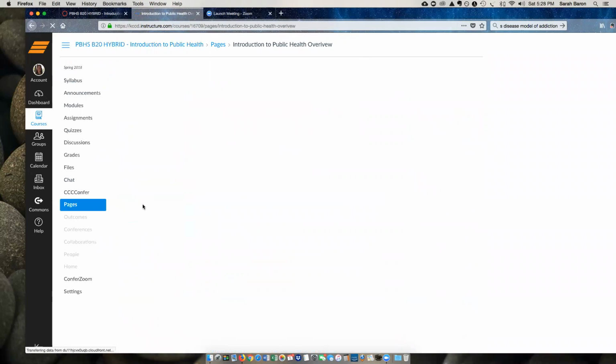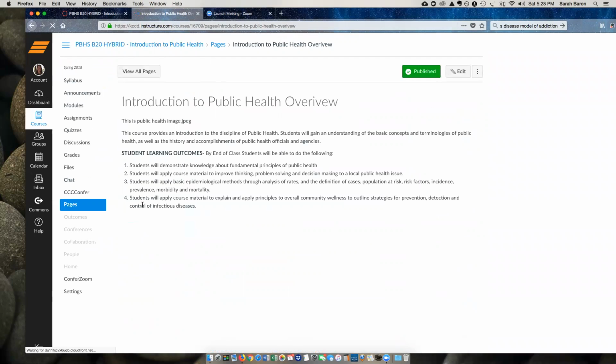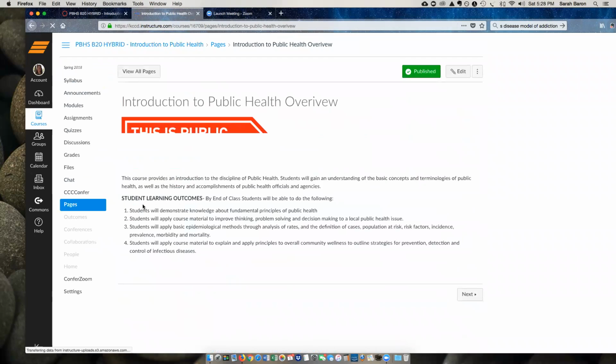I want to make sure that you know that when I wrote the exam and when I focused on different things as far as the questions, I was really lining it up to these 4 learning objectives. So I want to make sure that you know the fundamental principles of public health. In a nutshell, do you know the difference between a medical model versus a public health approach?